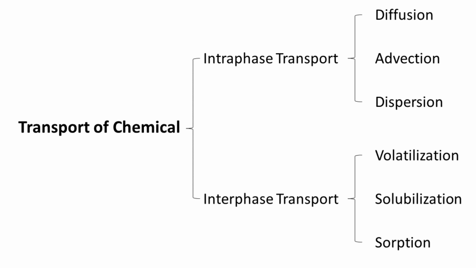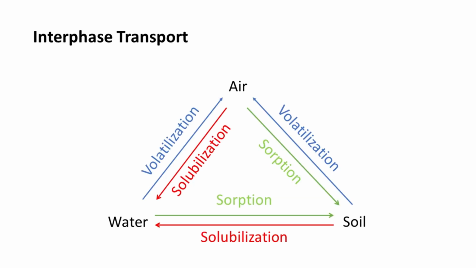At the same time, this contaminant may also transport from one phase to another phase, which is known as interphase transport. Interphase transport may happen in all directions between the 3 phases: from soil to water, from water to air, from air to water, from water to soil, from soil to air, from air to soil. The direction of interphase transport is greatly affected by both the subsurface environment and the contaminant's physical, chemical, or biological properties.